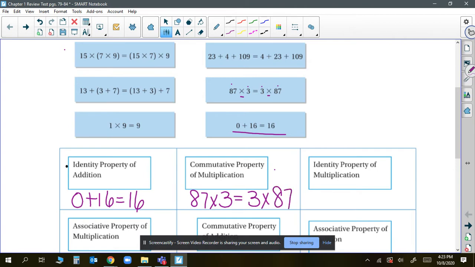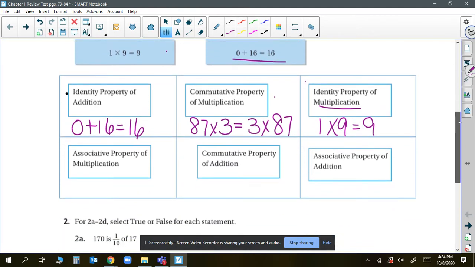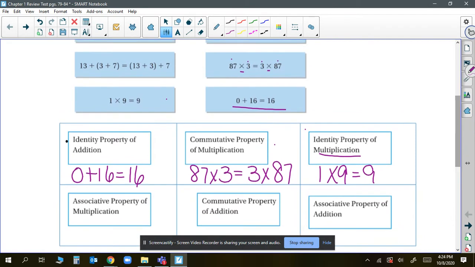All right, then we have the identity property of multiplication. Okay, remember the identity property with multiplication, the only difference is instead of 0 with the addition property, it's now going to be 1. So it's going to be 1 times 9 equals 9. Anything times 1 is itself. All right, so we have the associative property of multiplication.